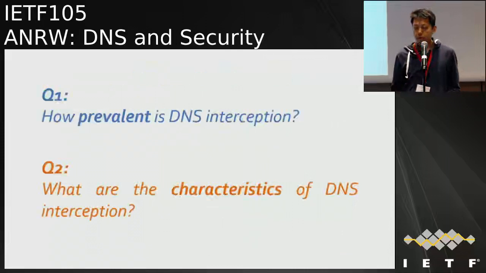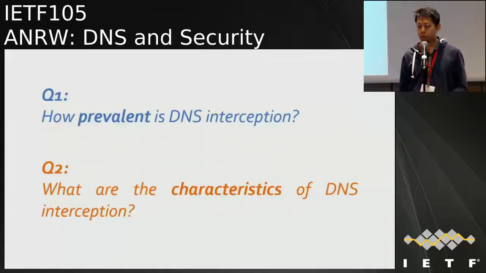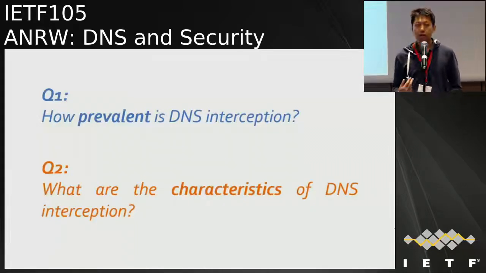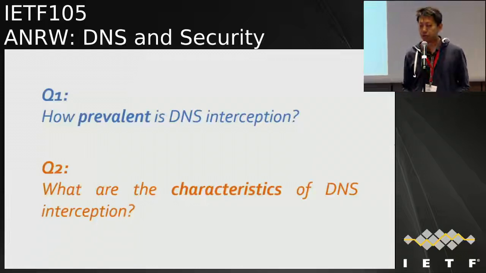Basically, the two main questions we want to answer in this research are, first, how prevalent is this practice, how prevalent is DNS interception? And second, what are the characteristics of DNS interception? What is their strategy, and what do they really look like in practice?